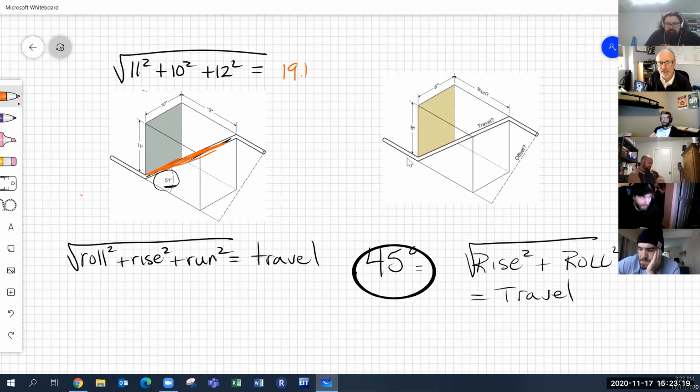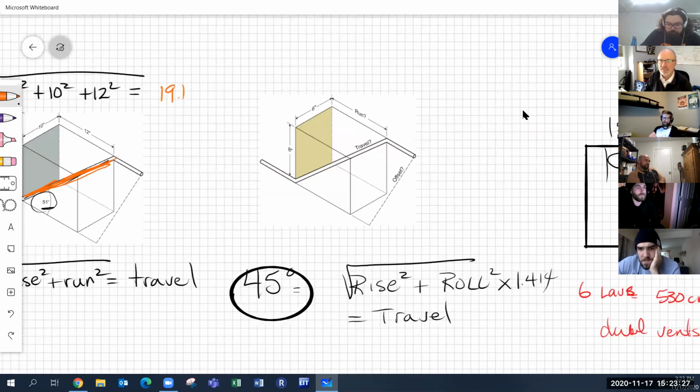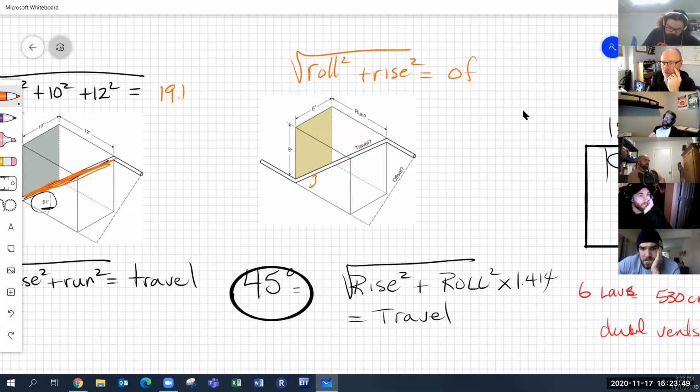Easy. Inches. Easy, easy, easy. Now, this one over here doesn't actually tell me what my angle is. But we can kind of prove it in a way if the math works out, because the rise squared plus the run squared, with a square root, is equal to the offset or the set.